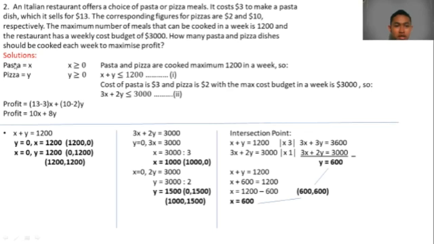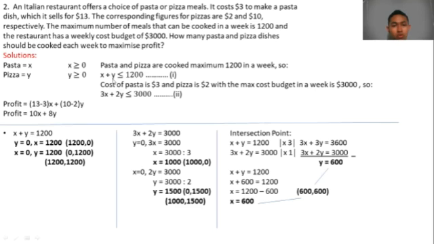First, we set pasta as x and pizza as y, and then x is greater than or equal to 0 and y is greater than or equal to 0. And then from the problem, we know that pasta and pizza are cooked at a maximum of 1,200 in a week, so we can get the first equation: x plus y less than or equal to 1,200.